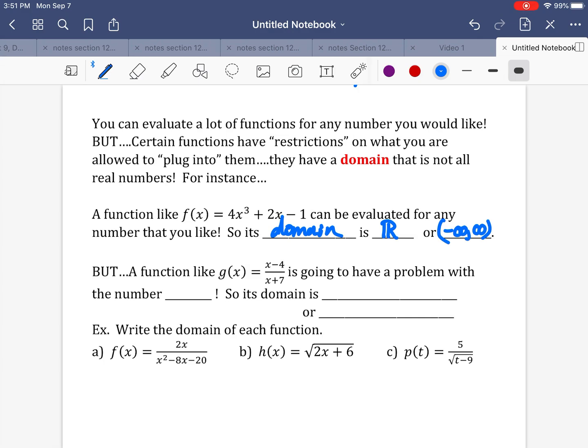But a function like this next one, g of x equals x minus 4 over x plus 7, is going to have a problem with a certain number, right? Remember, the biggest thing about a fraction is the bottom cannot equal 0.